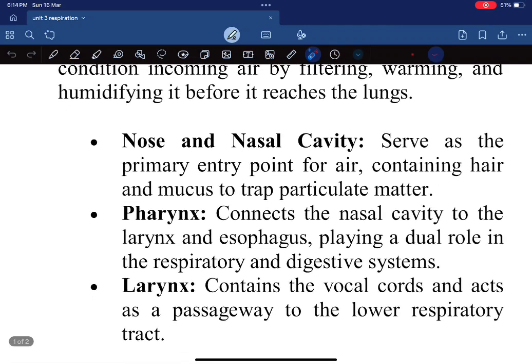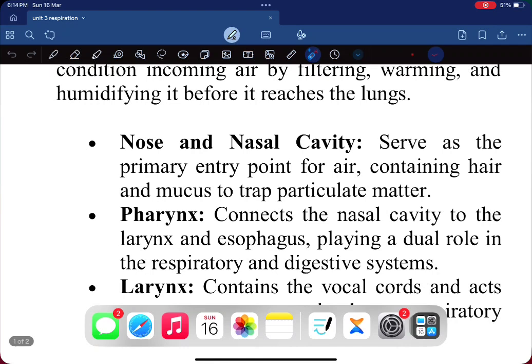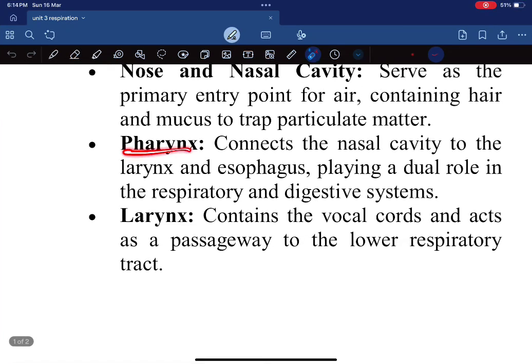The nose and nasal cavity serve as the primary entry point for air, containing hair and mucus to trap particulate matter. The pharynx connects the nasal cavity to the larynx and esophagus, playing a dual role in the respiratory and digestive systems. The larynx contains the vocal cords and acts as a passageway to the lower respiratory tract.